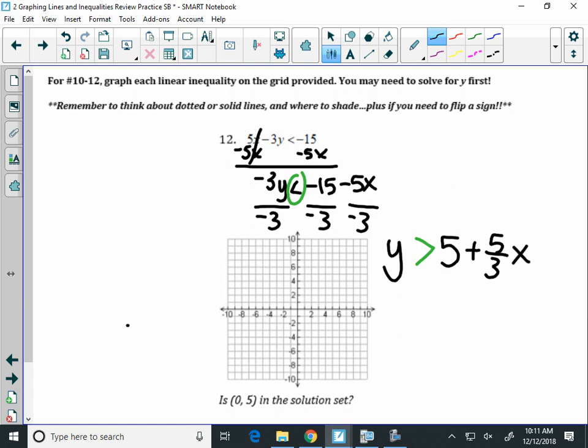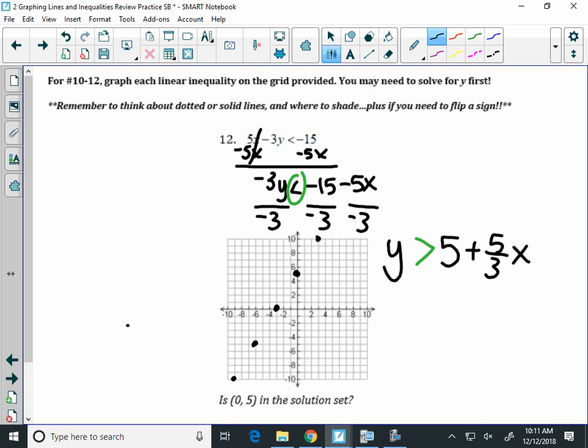So to graph this, the y-intercept also is 5, and my slope is positive 5 over 3. That means you're going to run up 5, run 3 to the right. Then you can continue that pattern the other way. Down 3, left 5, or down 5, left 3. Same here.